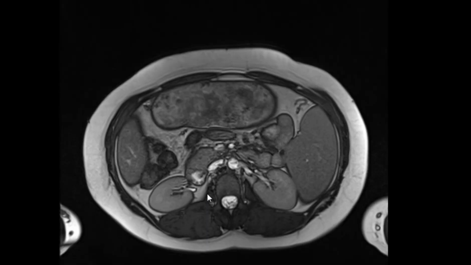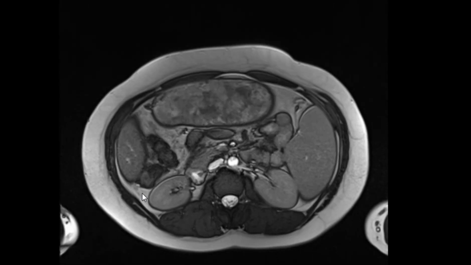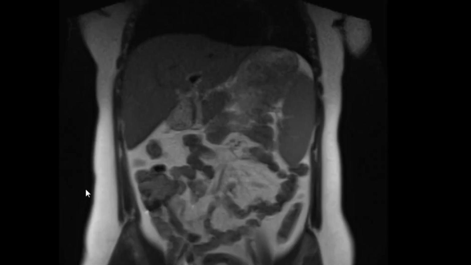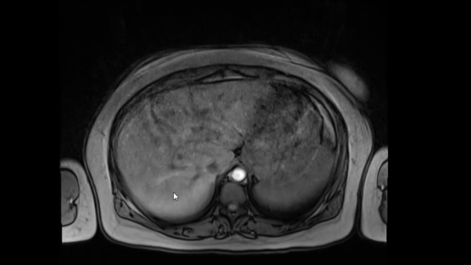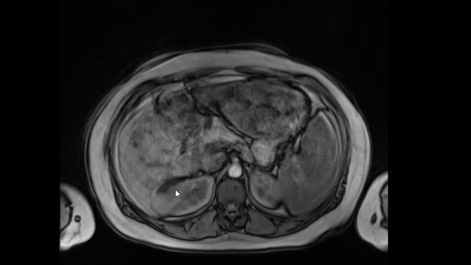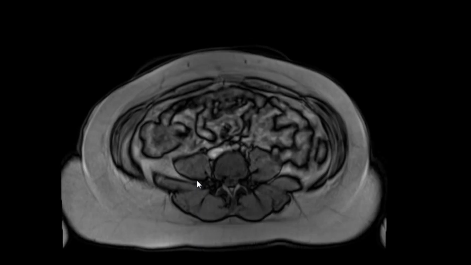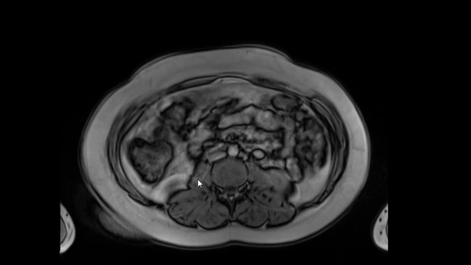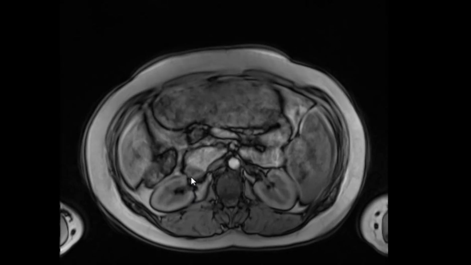Spleen, normal. So normal liver, normal spleen, normal kidneys. Anyway. T1. T1, fat sat, or non-fat sat? No fat sat. Good. Showing.